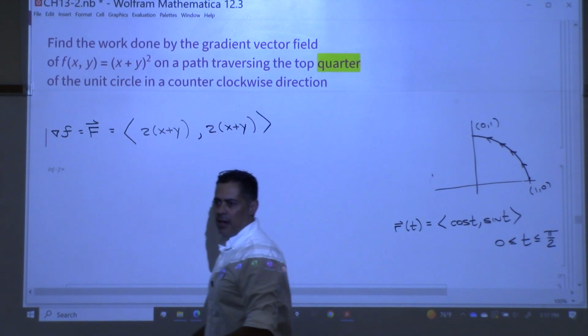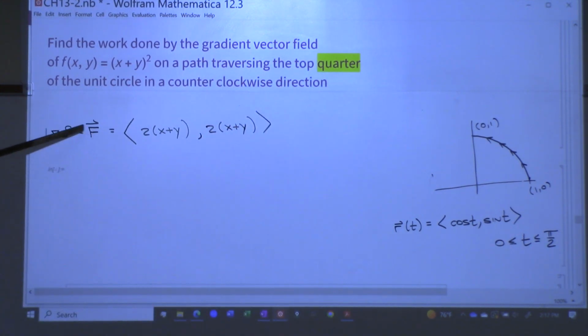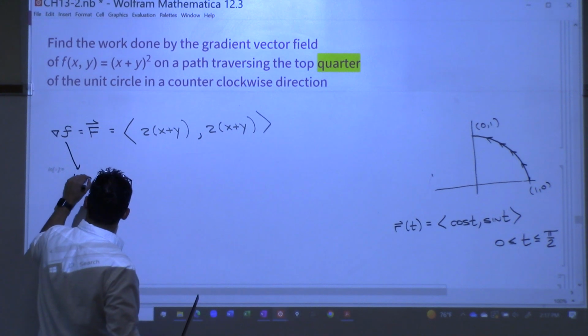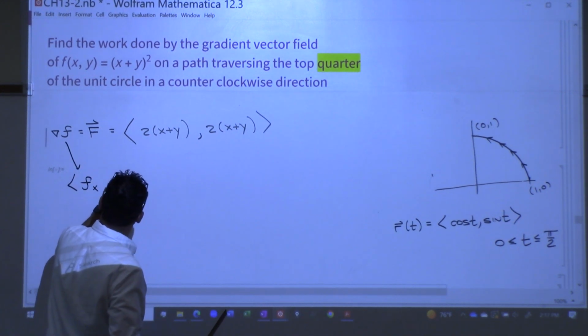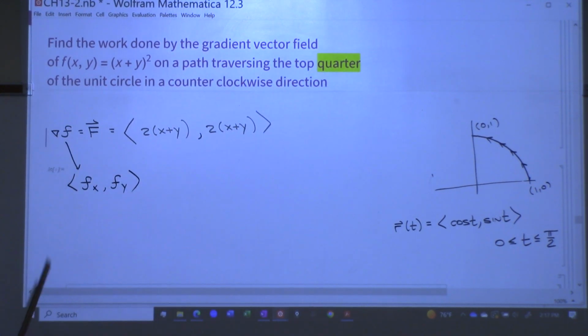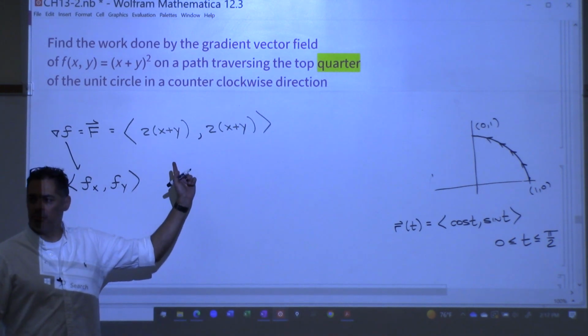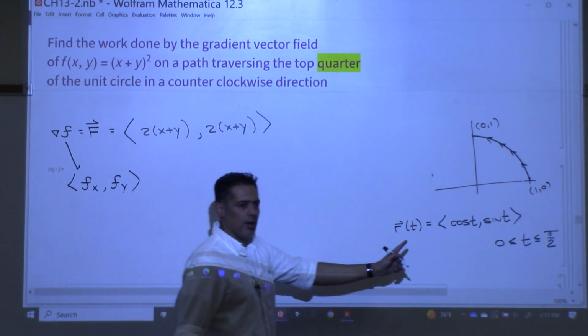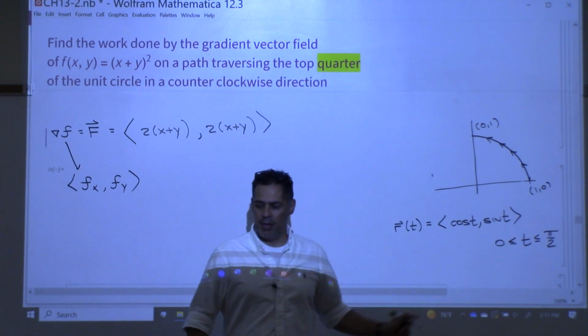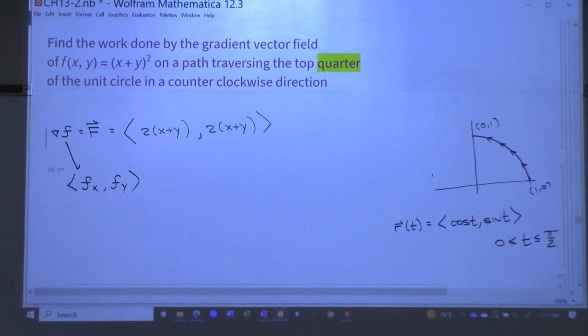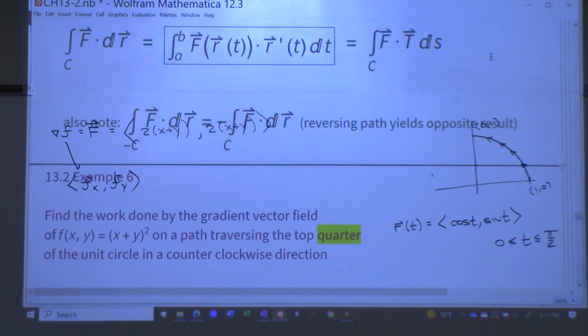Any questions on what I did there? The gradient of the scalar function is the vector created from the partials. So this is the partial of f with respect to x, comma, the partial of f with respect to y. That's what I just did right there. Chain rule. Okay, so do we have a vector field? Yes. Do we have a curve that we're going to move through? Yes. So if we have that, we should just be able to crank the formula. So here's our formula right there.